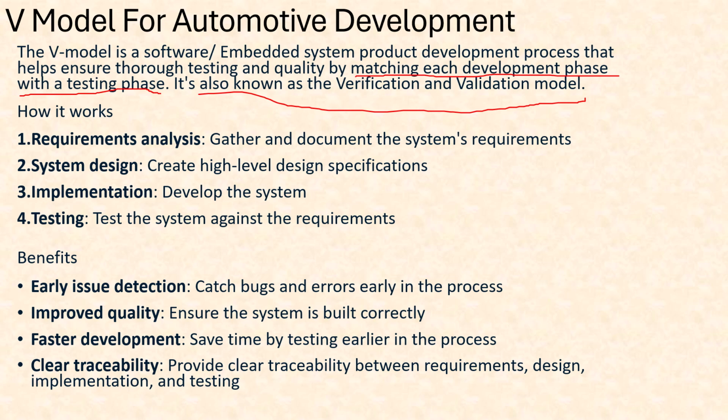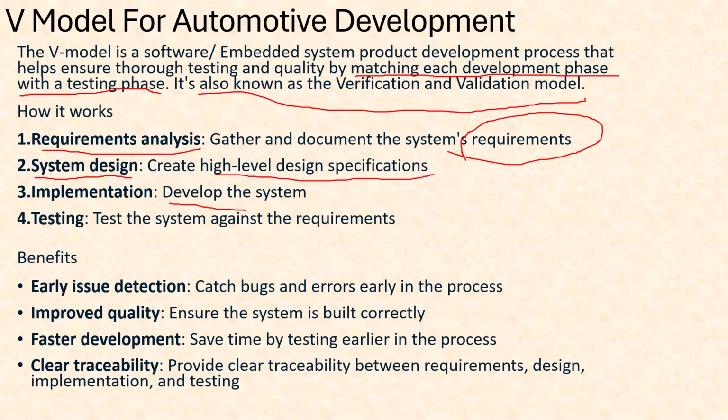Now, how does this V model actually work? The first step is requirement analysis. Gather and document the system's requirements. Whenever you are developing a particular system or software, the exact requirements of the software or the system have to be thoroughly documented. Next is system design. Create a high level design specification. So, to achieve this particular requirement, what should be the design specifications? Creating the high level design specification is the next step.